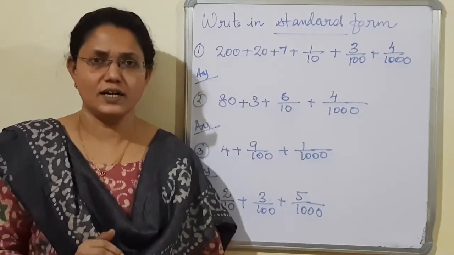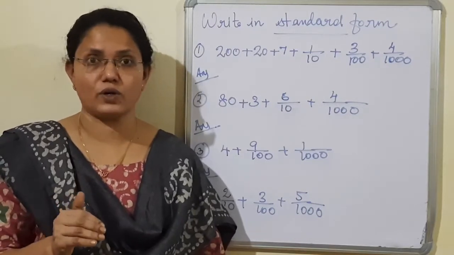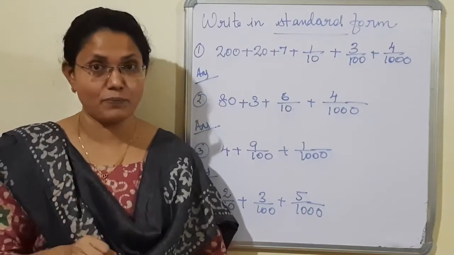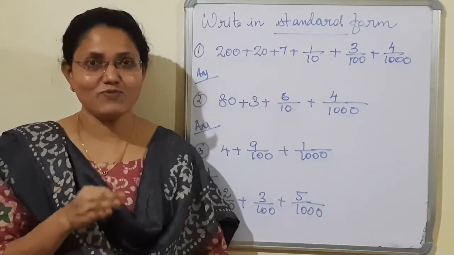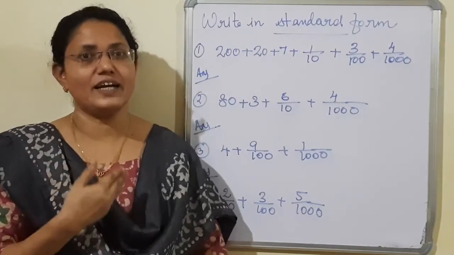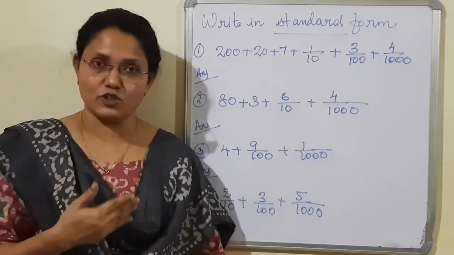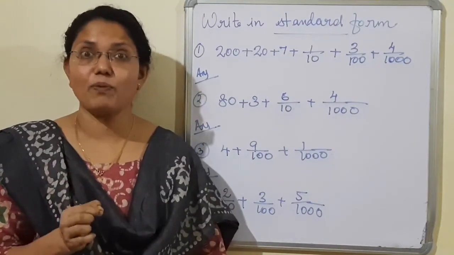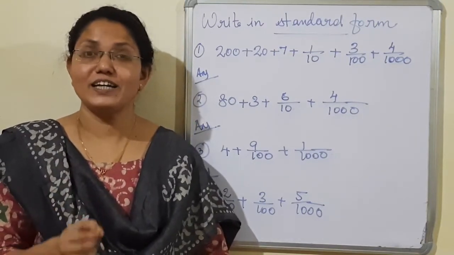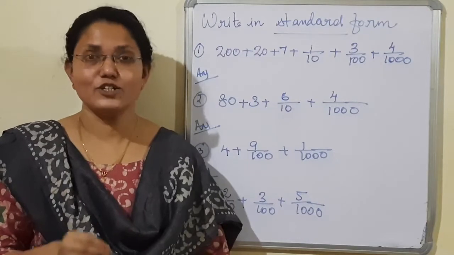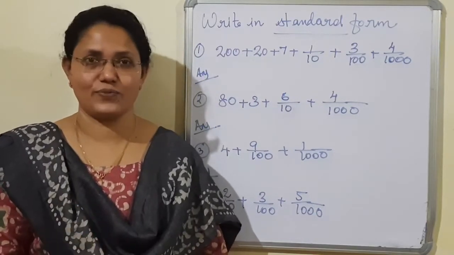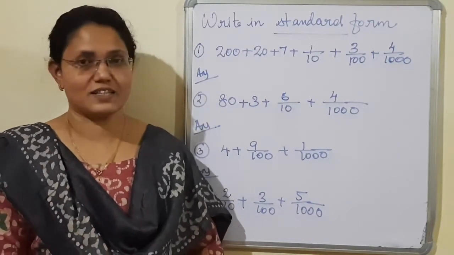You have to check whether the places are given or not. 10th place, 100th place, 1000th place. If these places are given, write this in order. If any of the place is not given, in between the given digits, you should write there 0. Now we can go through these examples.